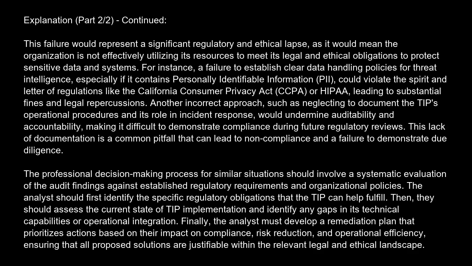The professional decision-making process for similar situations should involve a systematic evaluation of the audit findings against established regulatory requirements and organizational policies. The analyst should first identify the specific regulatory obligations that the TIP can help fulfill. Then, they should assess the current state of TIP implementation and identify any gaps in its technical capabilities or operational integration. Finally, the analyst must develop a remediation plan that prioritizes actions based on their impact on compliance, risk reduction, and operational efficiency, ensuring that all proposed solutions are justifiable within the relevant legal and ethical landscape.